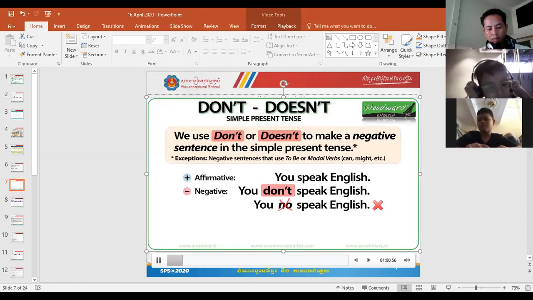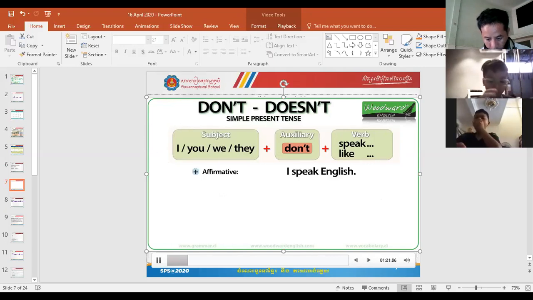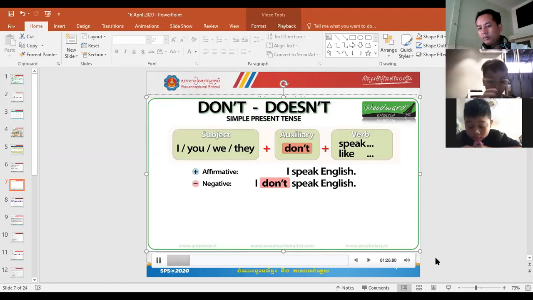Let's look at the difference between don't and doesn't. We use don't when the subject is I, you, we, or they. We add don't between the subject and verb. I speak English. The negative is I don't speak English. You speak Spanish. The negative is you don't speak Spanish.